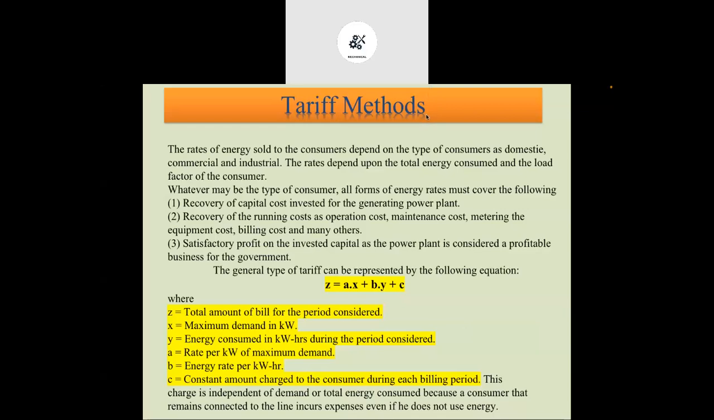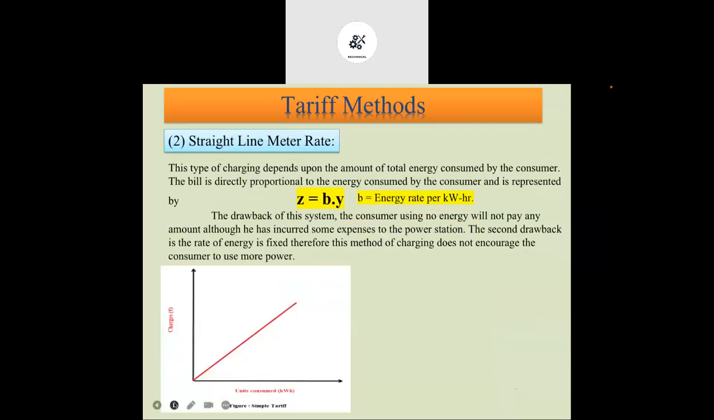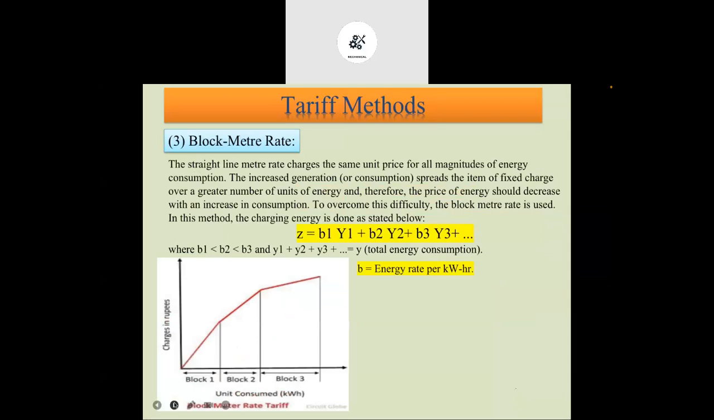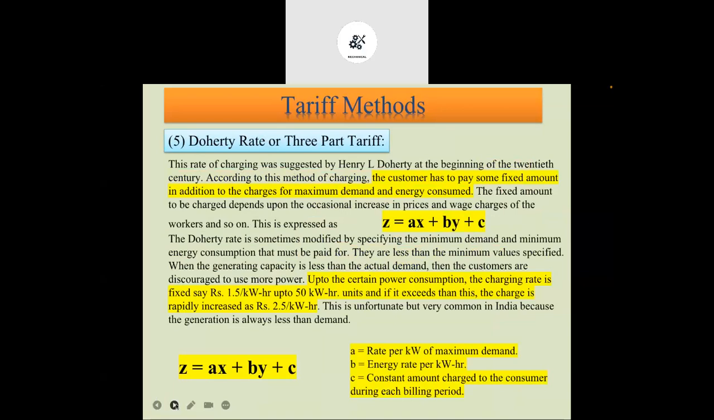So the cost of energy will be calculated based upon the maximum demand and also upon the total energy consumed. Sometimes we just use the maximum demand, as in the first tariff method, the flat demand rate method, where we only consider the maximum demand, whereas in the straight line method, the block meter rate method or other methods, we are also considering the total energy consumed by the consumer.